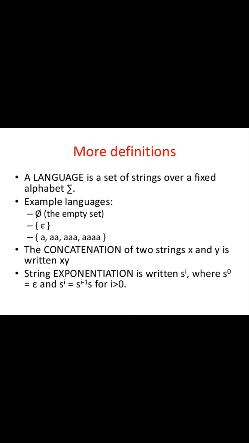A language is a set of strings over a fixed alphabet. Example languages are the empty set, epsilon in curly brackets, and so on. The concatenation of two strings x and y is written xy. The string exponentiation is written s^i, where s^0 is equal to epsilon and s^i is equal to s^(i-1) s for i greater than 0. So these are a few things with the help of which a string can be defined.